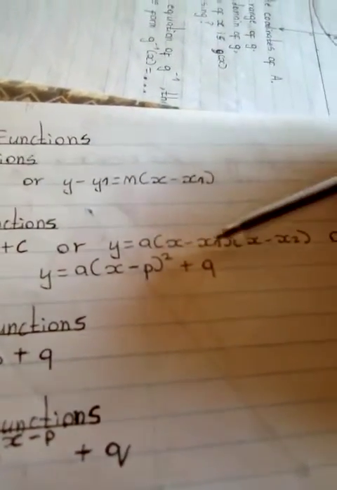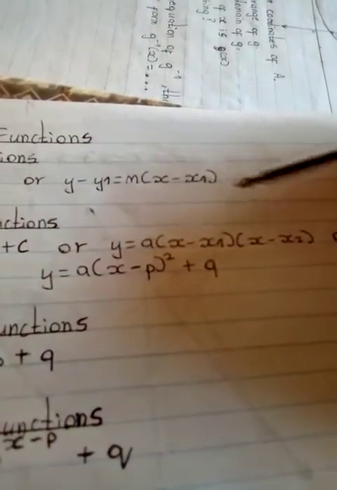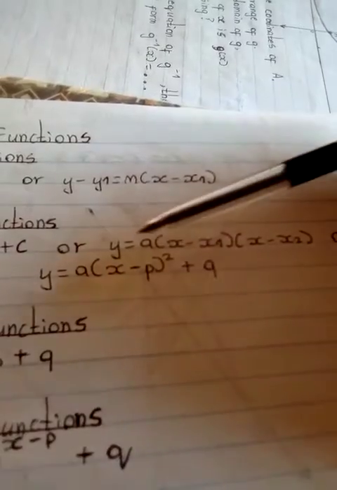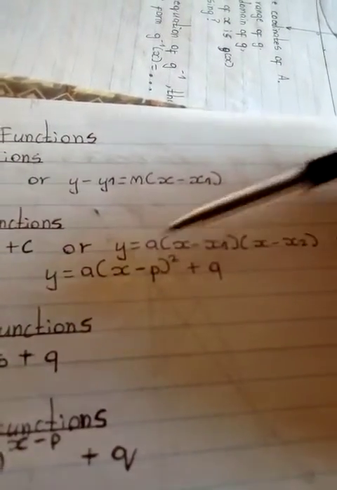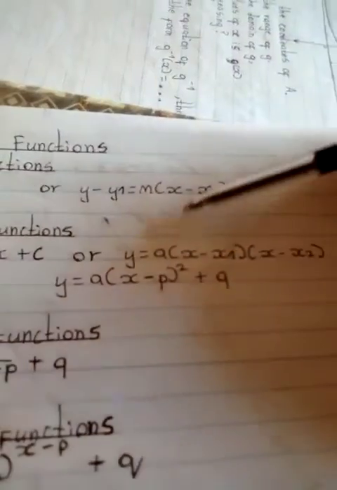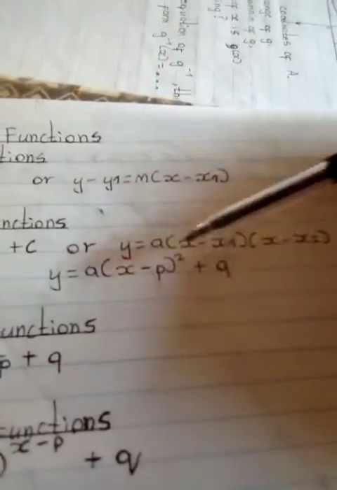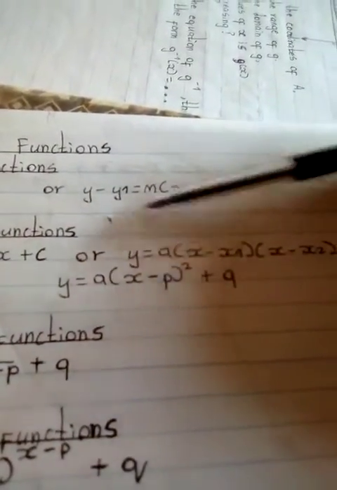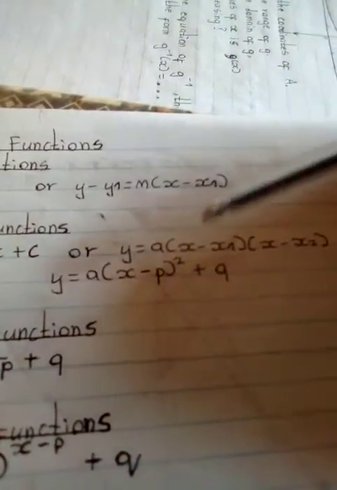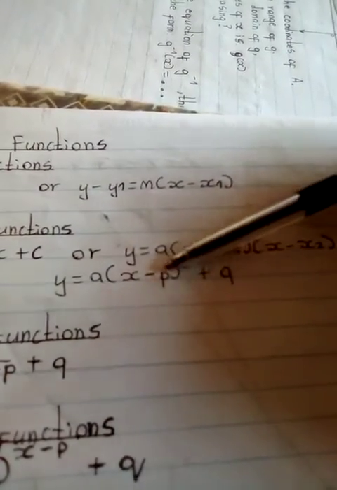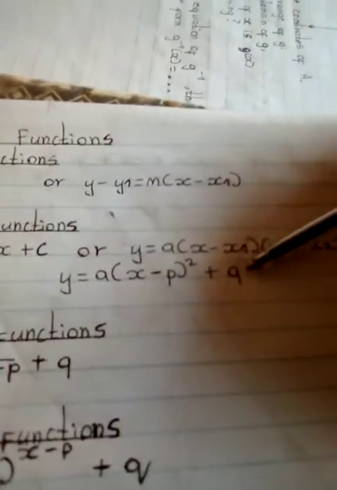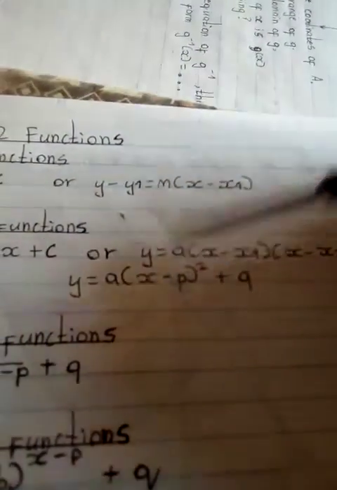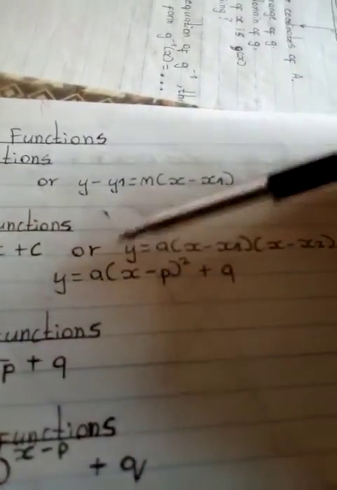You put the x values here on x1 and x2. You put the random point that they give you into this x and y here. You put the x value here and you put the y value here and you solve for a. We have the third equation here. You only use this equation when they give you the turning point and any random point on the graph. You put your x coordinate of the turning point here and you put your y coordinate of the turning point here, and you put the x and y values of the point they gave you there to solve for a.